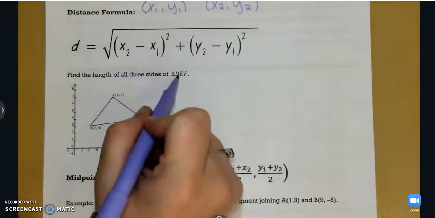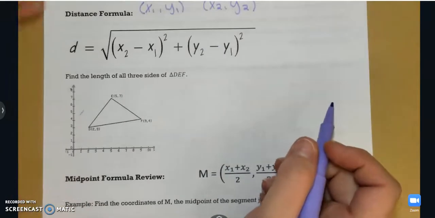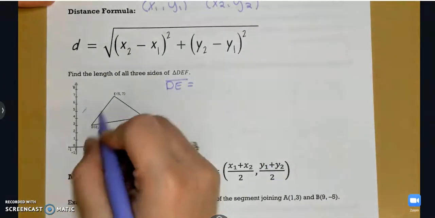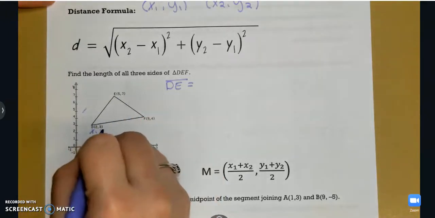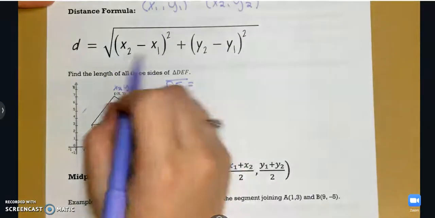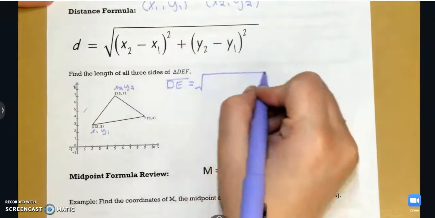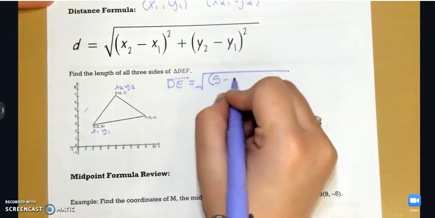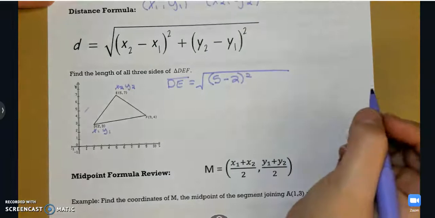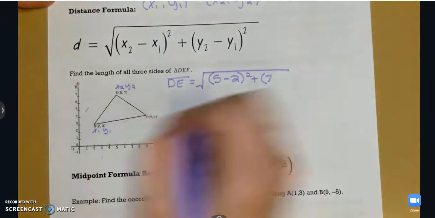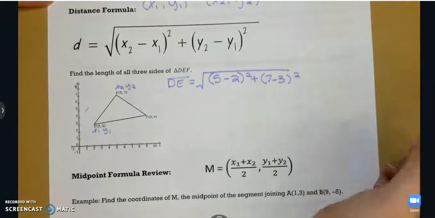We want to find the length of all 3 sides of this triangle here, DEF. So let's find DE first. So side DE. I'm going to let D be x1, y1, and let E be x2, y2. And we're going to plug in those values exactly as they are in this formula. So x2 comes first, so that's going to be 5 minus x1, which is 2. So 5 minus 2 squared plus y2, which is 7, minus y1, which is 3 squared.